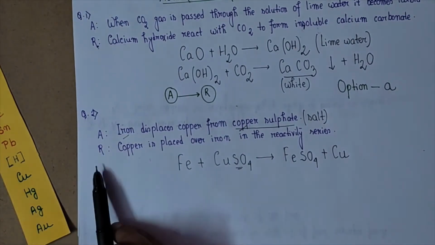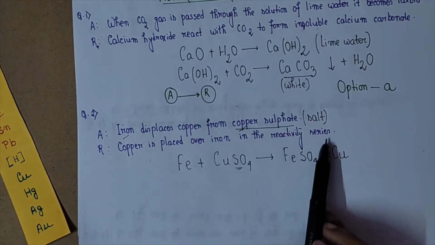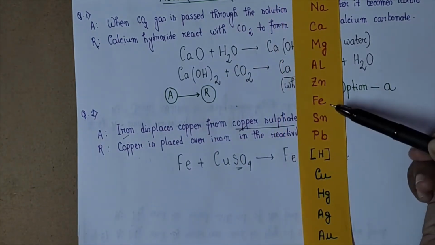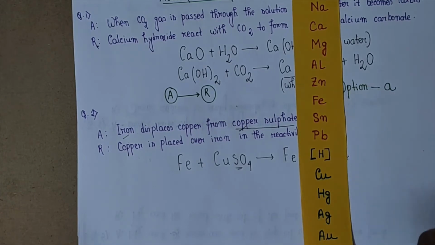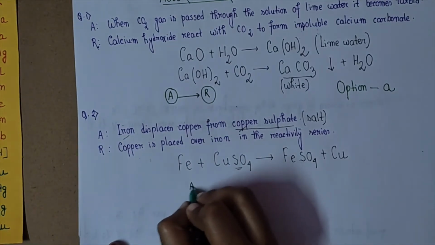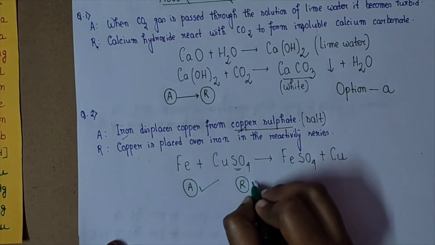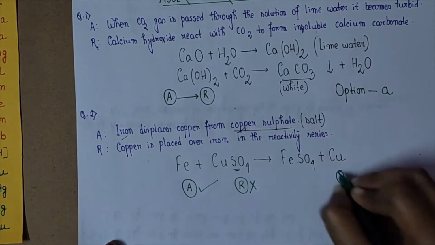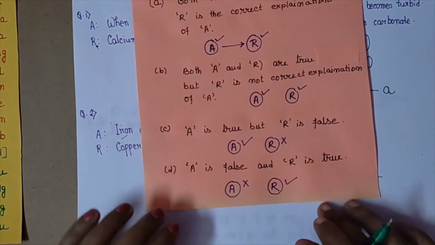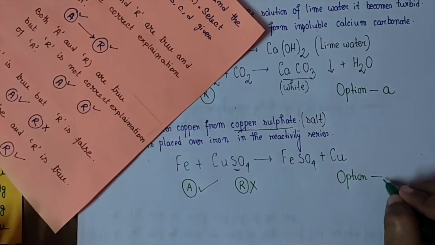And why is this so? The reason given is that copper is placed above iron in the reactivity series. But actually this is not true, because iron is placed above copper, not copper above iron. So here the assertion is true, but the reason is false. So which option will we choose? A is true but R is false, so we will choose option C here.